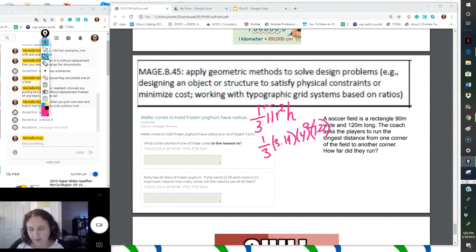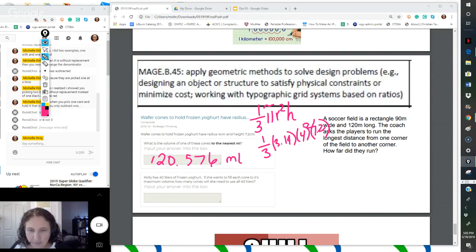Calculator. 3.14 times 4 times 4 times 7.2 divided by 3 equals. So this will give us about 120.576, and that's how many milliliters.